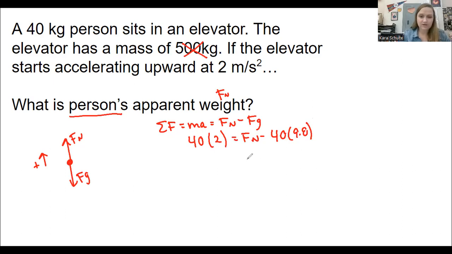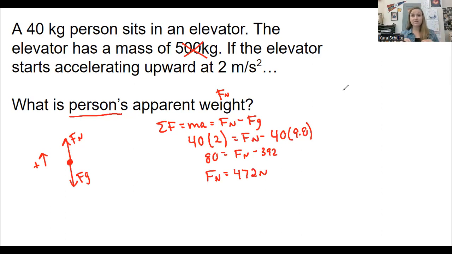So 40 times 9.8, this is 80 first off. This gives me 392 newtons. So if I were just sitting still on the scale, the reading would be 392 newtons. But since I'm accelerating upwards, you have to add that 392 and that 80 together, which gives me a normal force of 472 newtons.